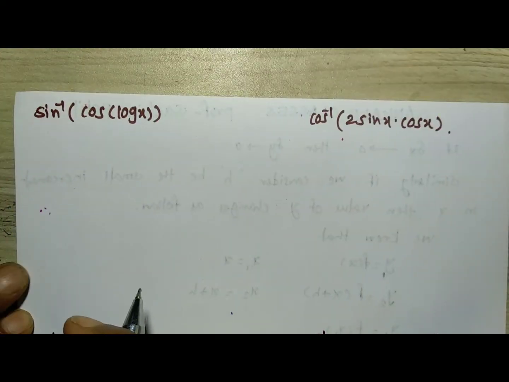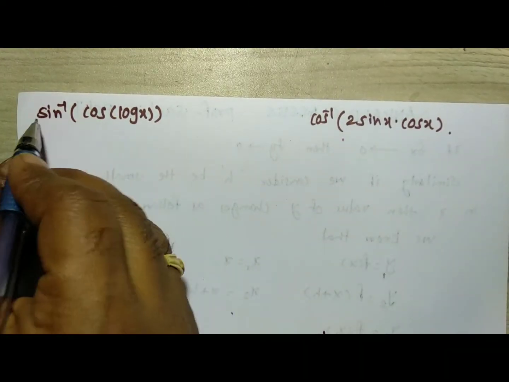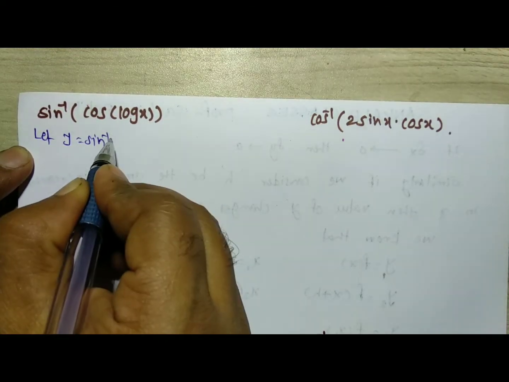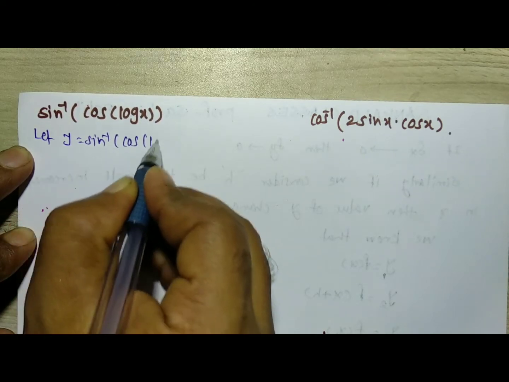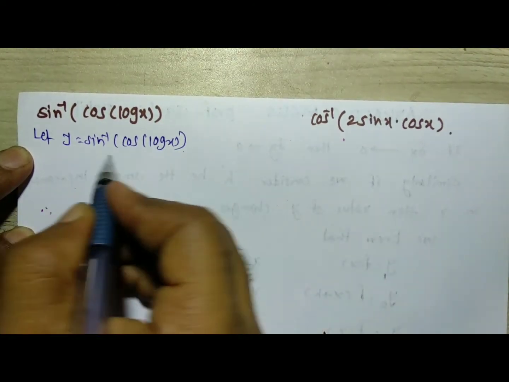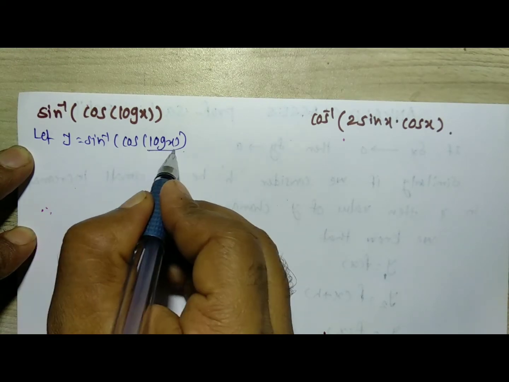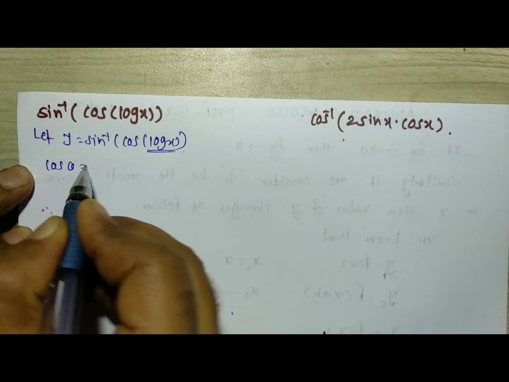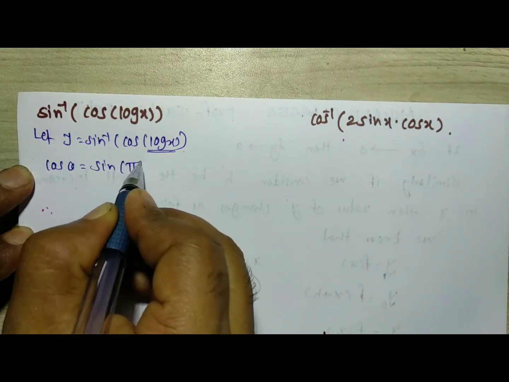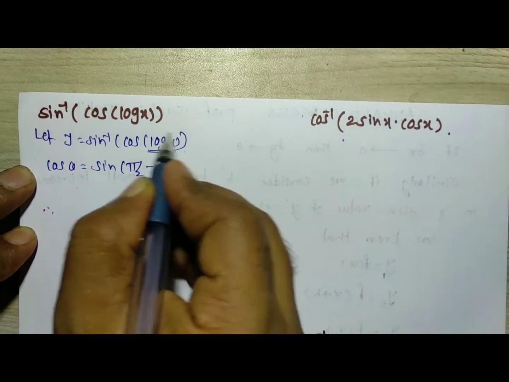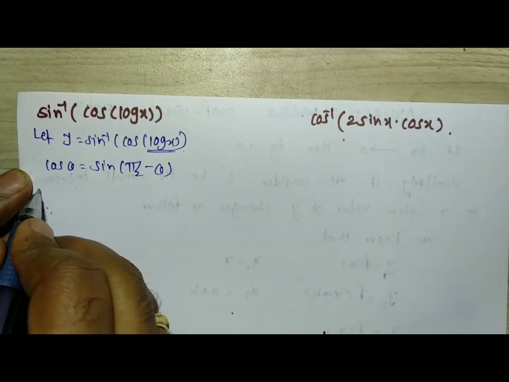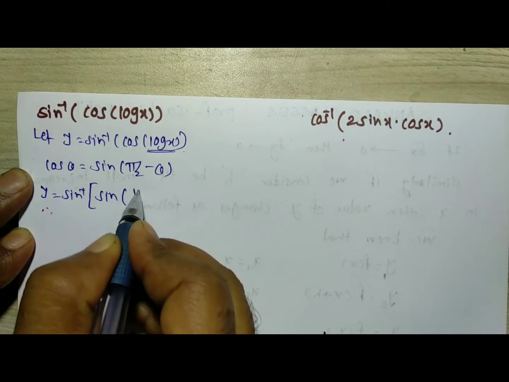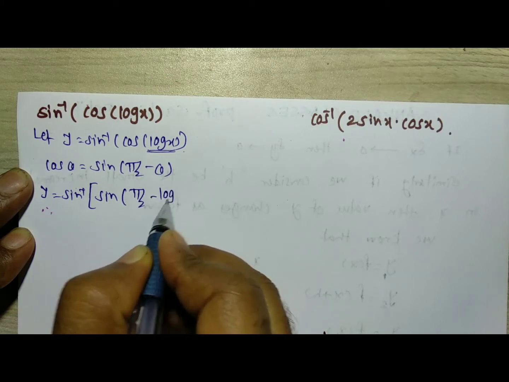Similarly, we can perform the derivative of this one. First of all, let y is equal to sine inverse, inside the bracket cos log x. Here log x works as theta, and by using the consideration that cos theta is equal to sine of pi by 2 minus theta, with theta being log x, the formula becomes y is equal to sine inverse, inside the bracket sine of pi by 2 minus log x.